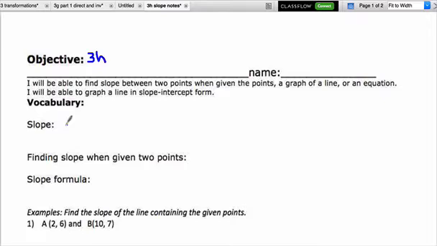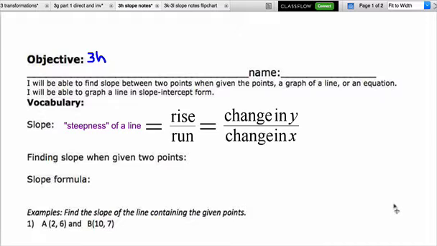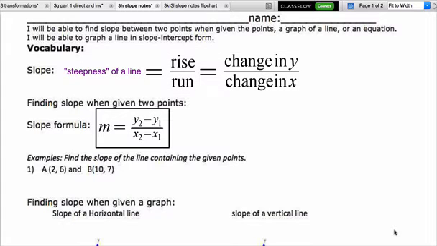So what is slope? Slope refers to the steepness of a line. We also talk about it being the rise over the run, so how far up over how far across, and it's also the change in y over the change in x. So we do have a formula for finding slope. It is this formula right here.